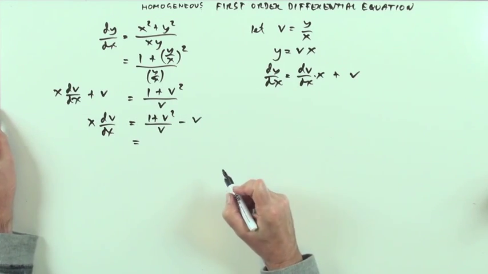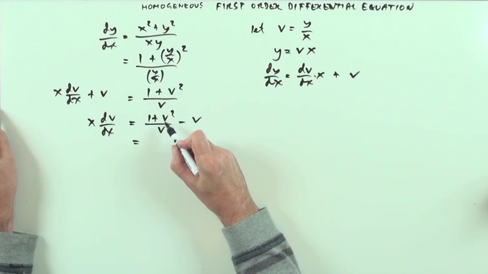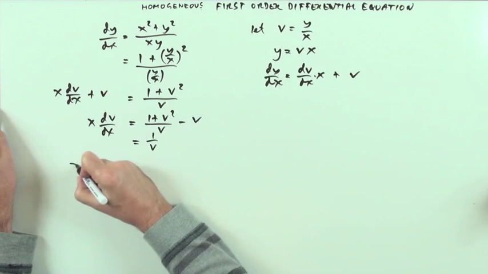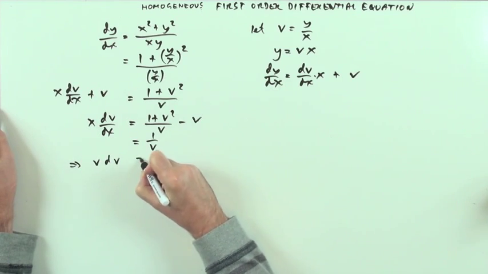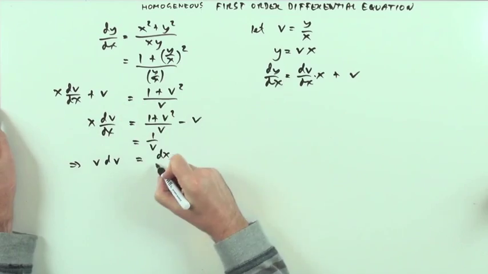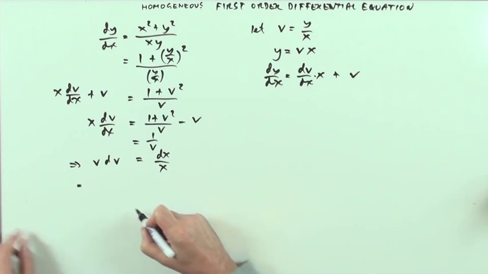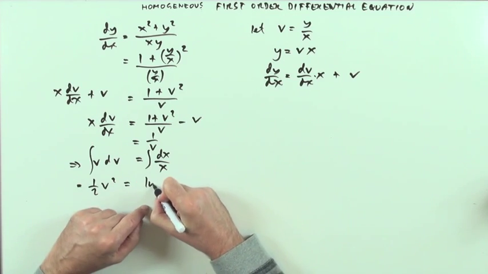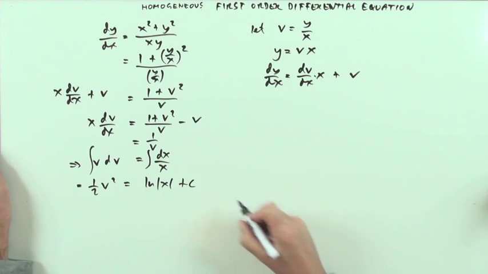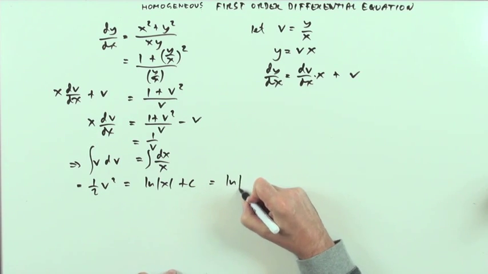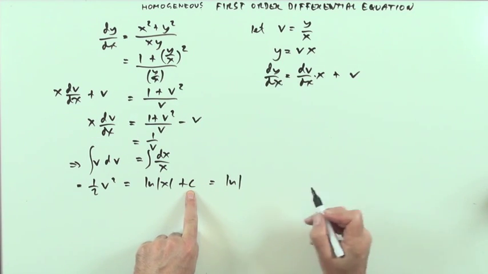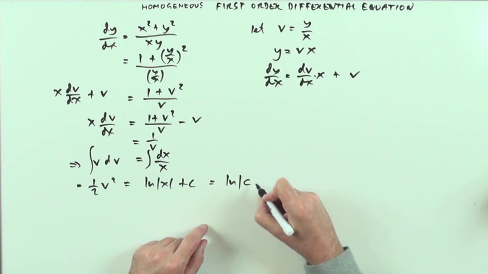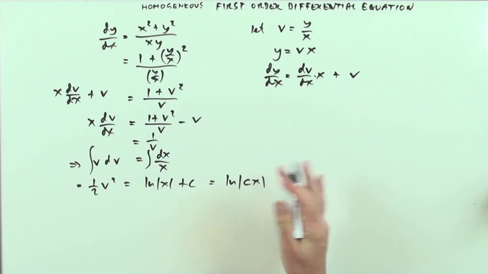Putting that into a single fraction, I'm going to have 1 plus v squared minus v squared, so that's just going to be 1 over v. Separate them now: v dv equals dx over x. Integrating them up, a half v squared is going to be ln x plus c, or I could absorb that into a log and make it ln of c x, but I'll still just call it c because it's not been evaluated yet, so it's still just some constant.